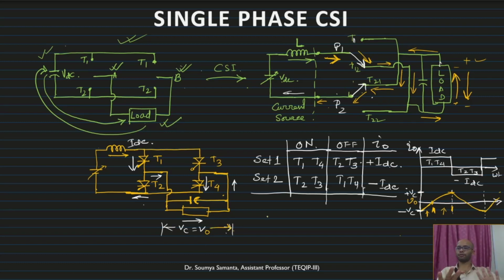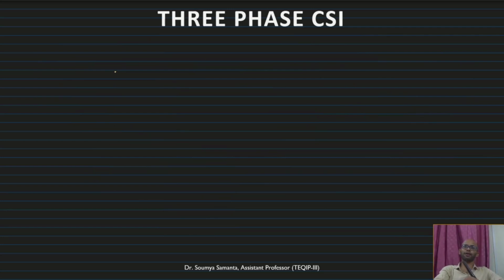So this is the single phase CSI. The only thing is that we have to add one more leg with this one to get the three phase. If I quickly complete this one, first there will be a voltage source. I have explained the CSI for single phase thoroughly. Now let us quickly complete this.